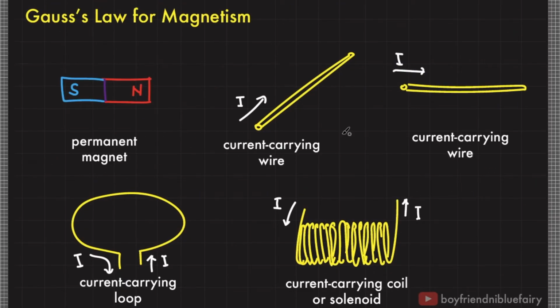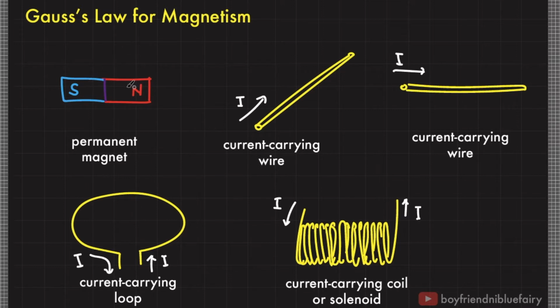Let's try to draw the magnetic field lines of common sources of magnetic field. First, the most common source of magnetic field is a permanent magnet. Permanent magnet actually contains a lot of magnetic domains or a bunch of molecules that produce current loops. Now, when we draw the field line of a permanent magnet, it actually does not originate from a particular point in space, but rather it is a continuous field of line.